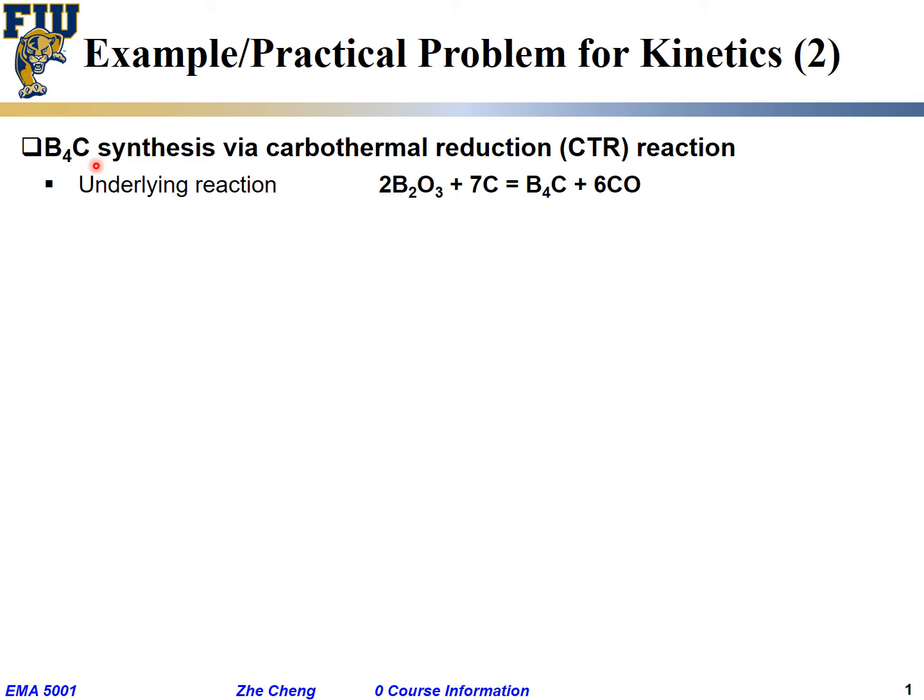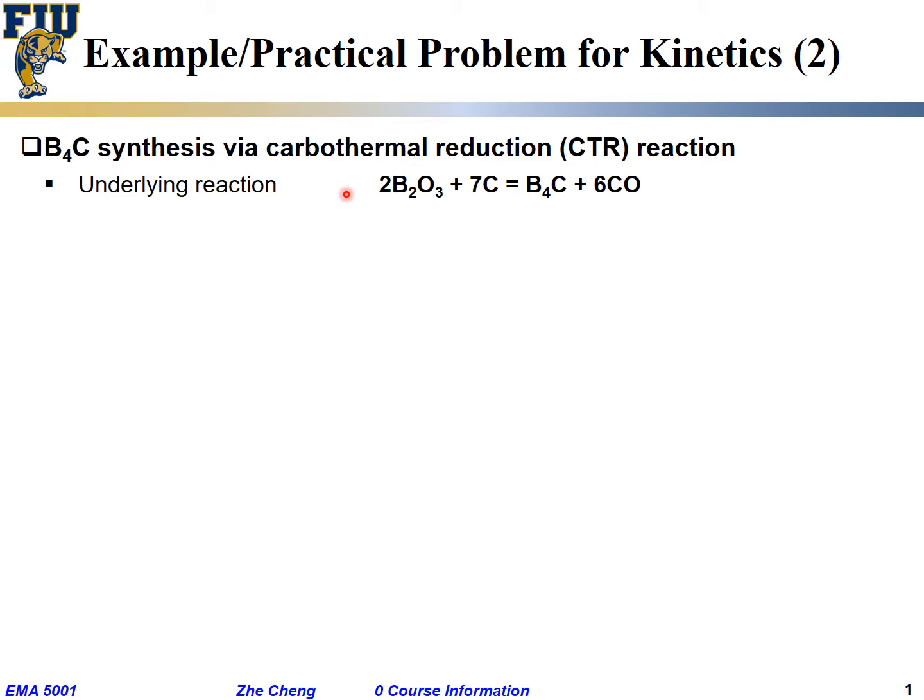And typically this material is obtained quite often by a chemical reaction called CTR reaction, CTR for carbo-thermal reduction reaction. And the underlying reaction is very simple, as I listed here. Now look at it. See if my chemistry is correct. 2B2O3, which is what? Boron oxide, right? Plus 7C, C for carbon.